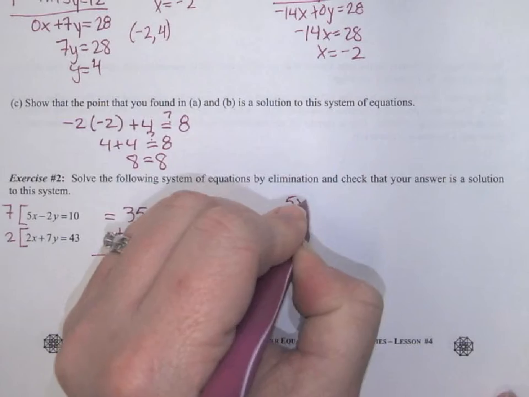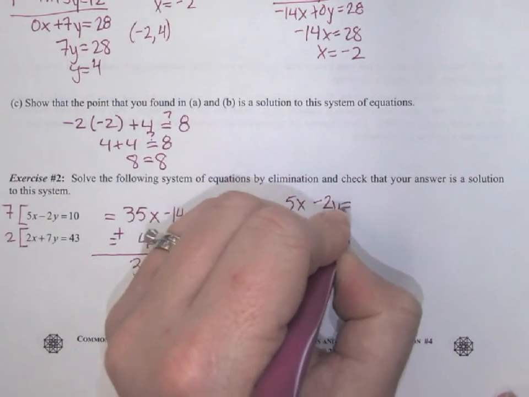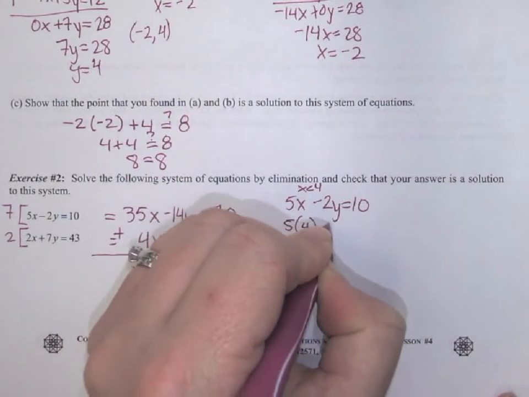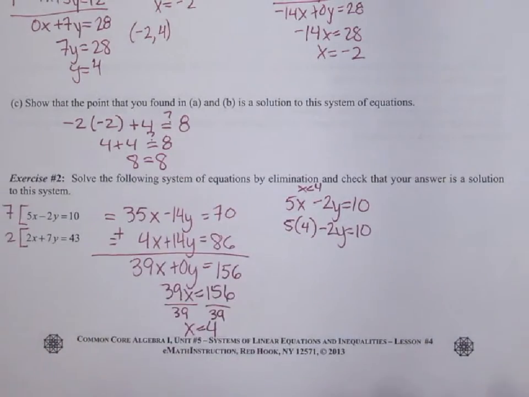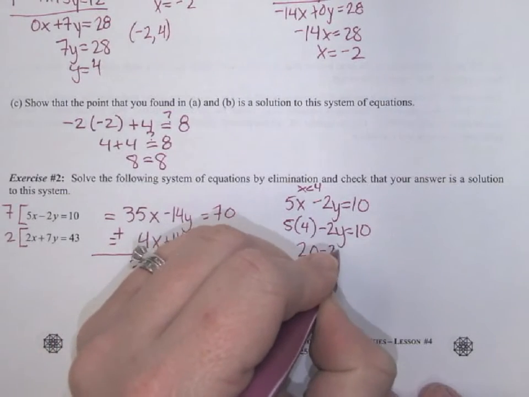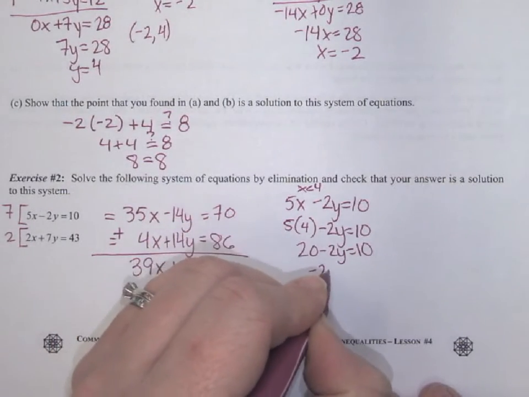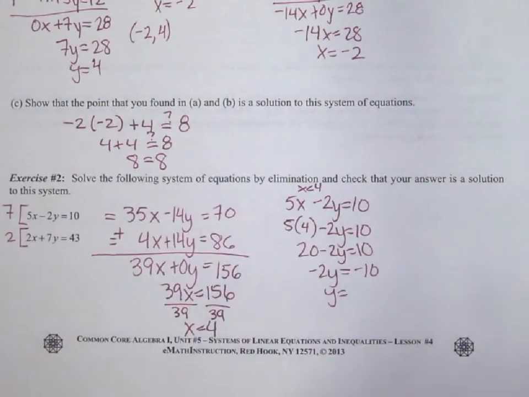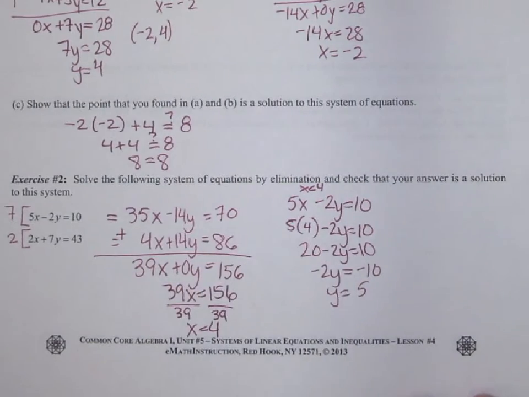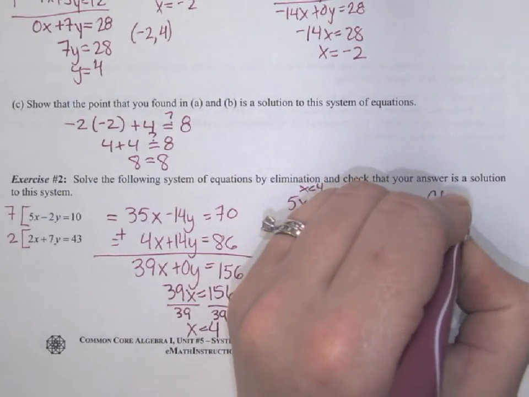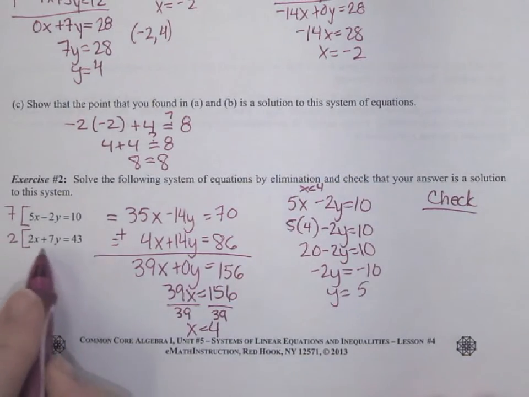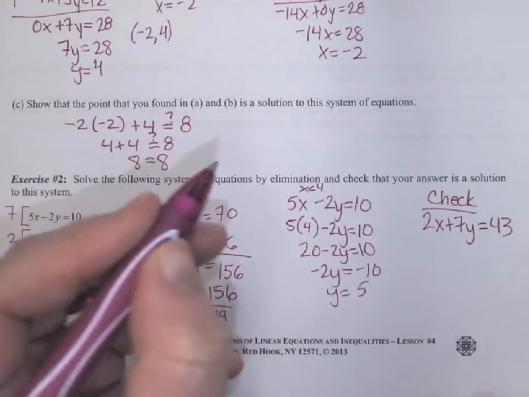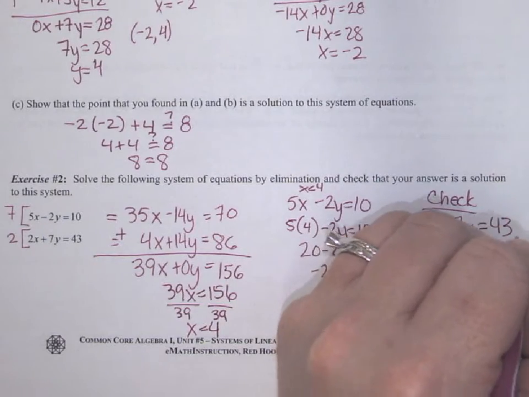So 5x minus 2y equals 10. X is 4. So 5 times 4 minus 2y equals 10. Y equals 5. And then I'm going to check with this 2x equation. So 2x plus 7y equals 43. And I am checking for 4, 5.